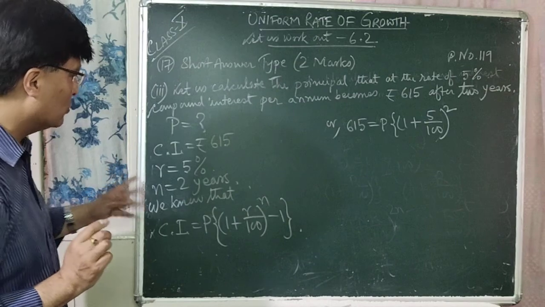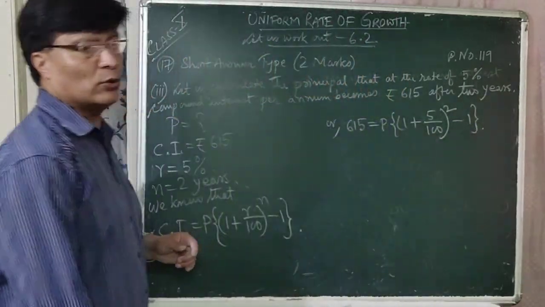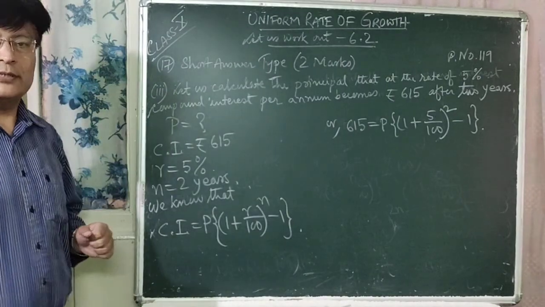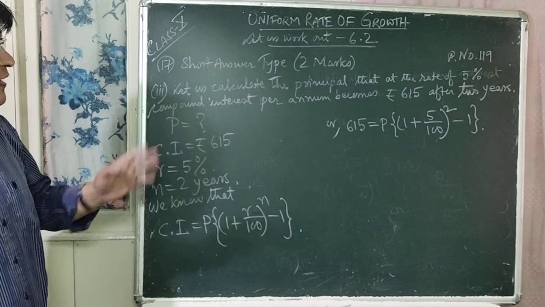Yes, n is equal to 2. Then minus 1. Then minus 1. Second bracket is closed. Now we have to simplify it. Okay, so let us simplify it. How can we simplify it further?